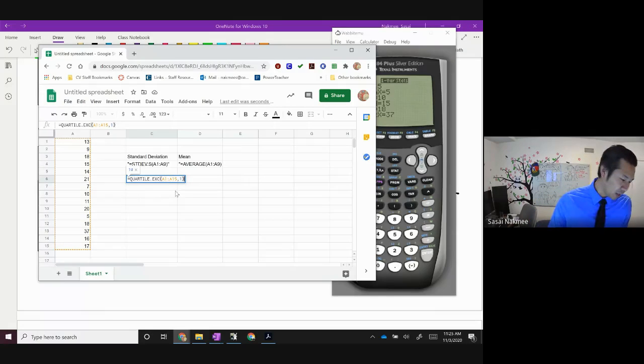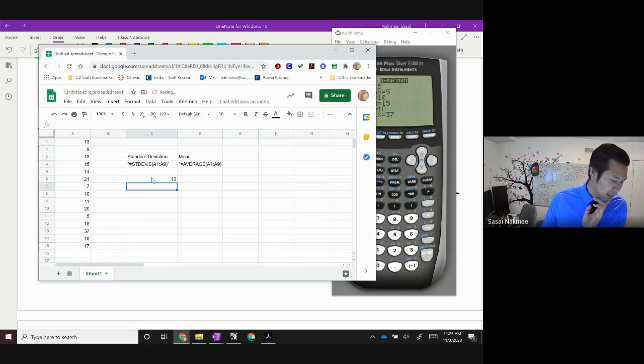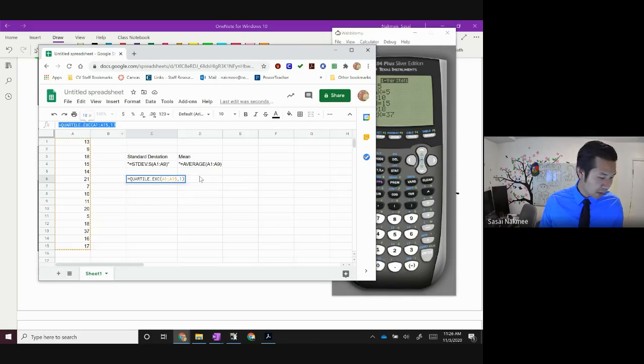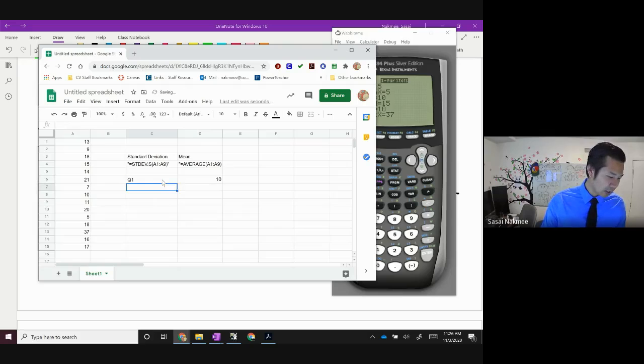We need to find quartile.exc, which means we exclude. I'm assuming that it means that we exclude the data once we find it. But that's that right there, which is 10, right? Can I move that? I didn't want to put it there. Let's copy this. Let's put that over there. So this is going to be Q1, right? Q1.